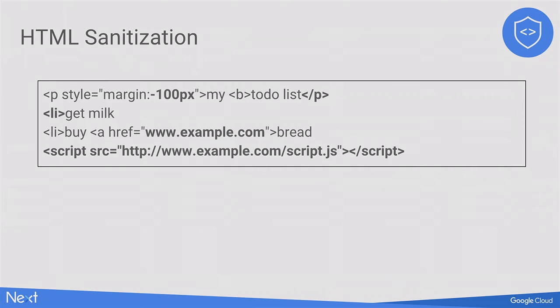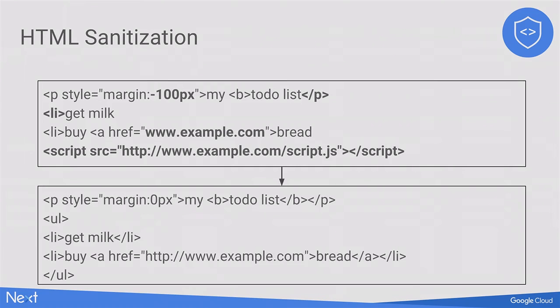The list should always be enclosed. The link URL should be fully qualified and go through a redirector, typically, to hide the referrer. And finally, of course, we have a script that should be removed to prevent cross-site scripting against your email. After going through sanitization, the HTML document has been fixed and is safe to display within Gmail clients.